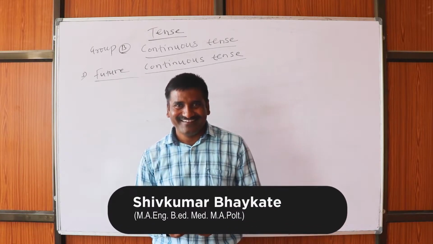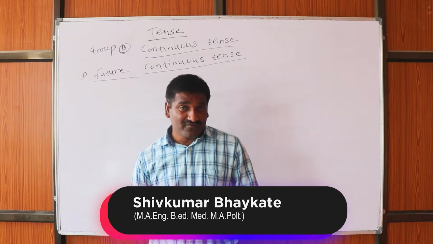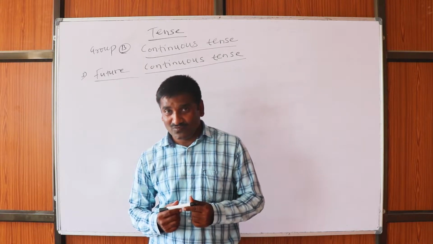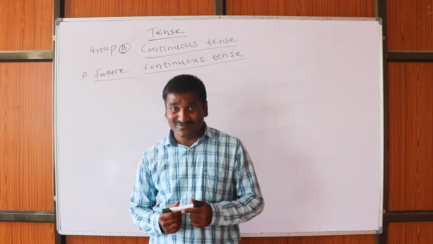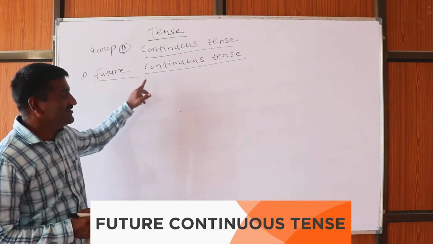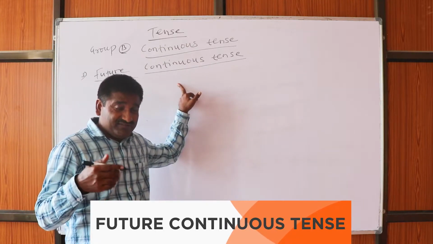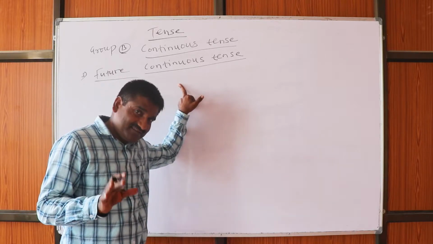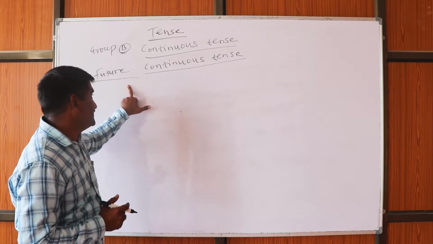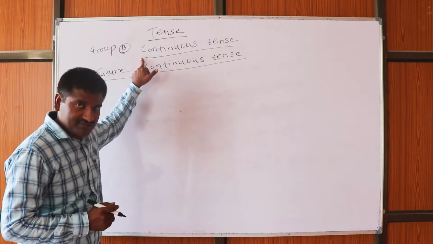Hello students, let's begin the third tense of our group B, that is continuous tense. And you know what is the name of our third tense from group B? Oh, that is future continuous tense. Before this, we have studied present continuous, then past continuous, and now we want to go for future continuous tense. It's the third and last tense of our group B, that is continuous tense.